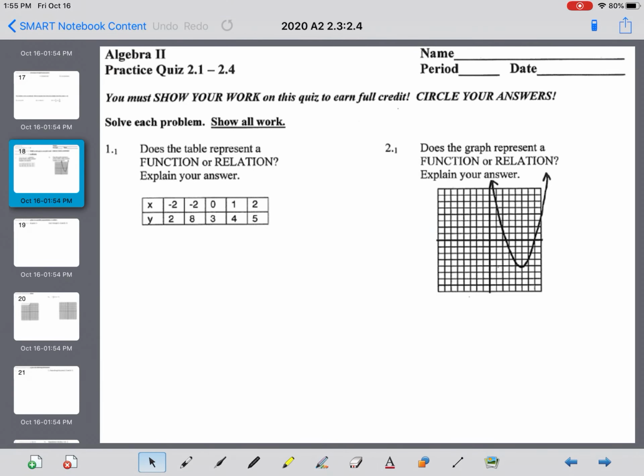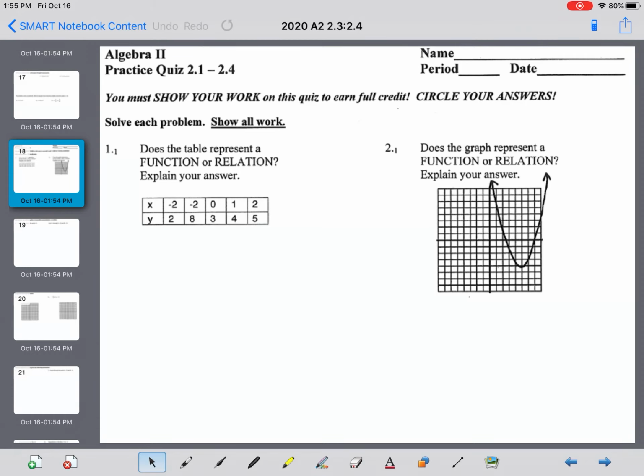Hello, this is a video of Mr. Kazmarowski going over the solutions to the practice quiz 2.1 to 2.4. Pay close attention to everything I do and say, and you can be really successful on the quiz you take coming up. All right, so number one says, does the table represent a function or relation?